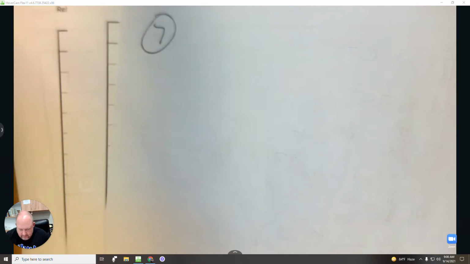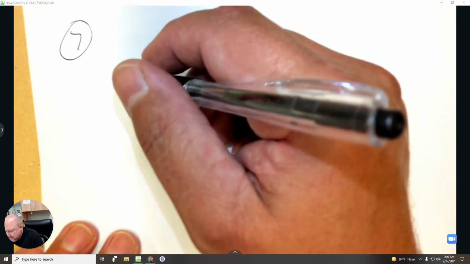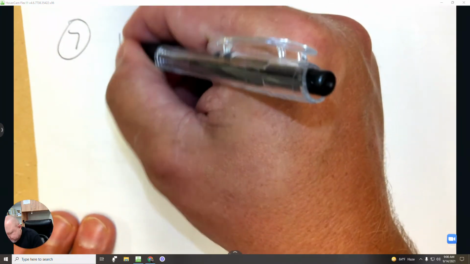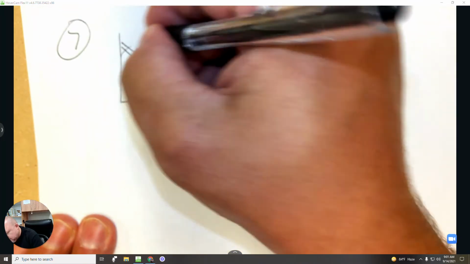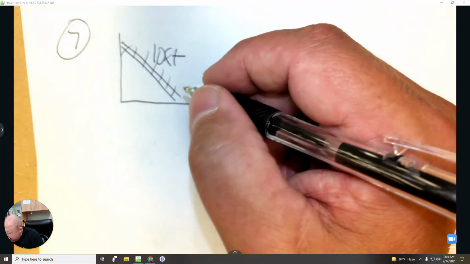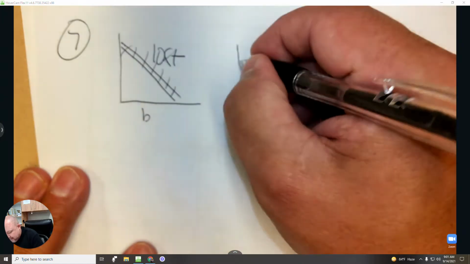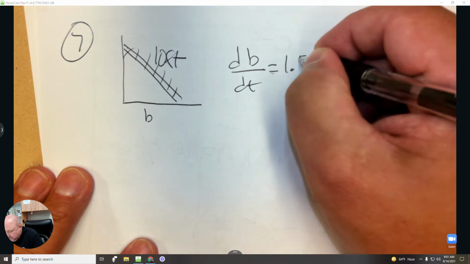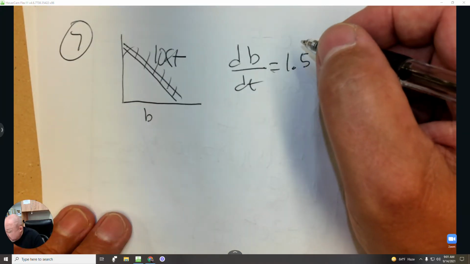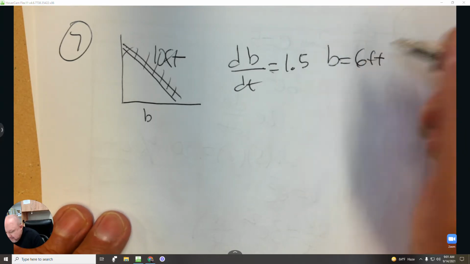Number 7, try first. Read it, try to comprehend, and then play the video. So a 10-foot ladder is leaning against a house. The base of the ladder is pulled away from the house. So here's the base of the ladder, and it is being pulled out at a rate of 1.5. At the instant the base of the ladder is 6 feet. And then we have questions to answer.